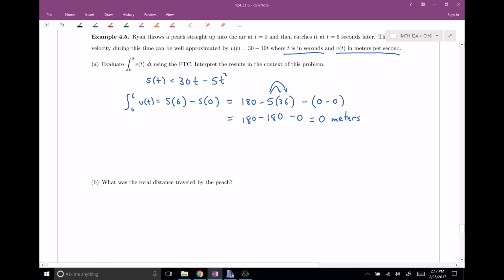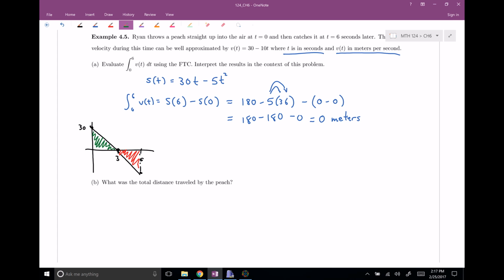If we were to actually graph this velocity, maybe a little mini graph here, here's at 3, here's at 6, initially it's up here at 30, and then if you were to plug in t equals 3, you'd get 30 minus 30, that would be at 0. And then down here at 6, it would be at negative 30. And again, all of this negative area down here perfectly cancels with all of the positive area up here. So the displacement is 0, but it traveled a lot.